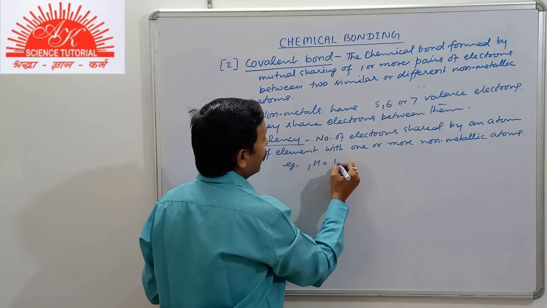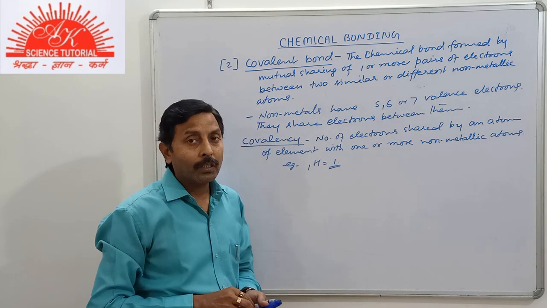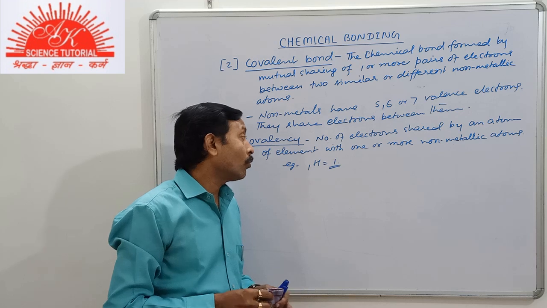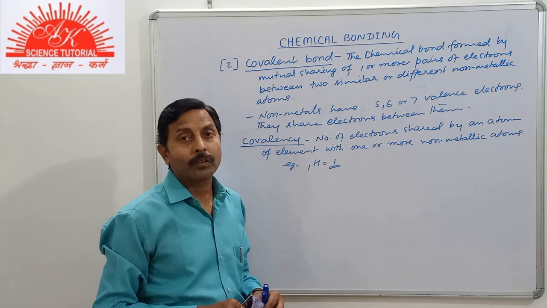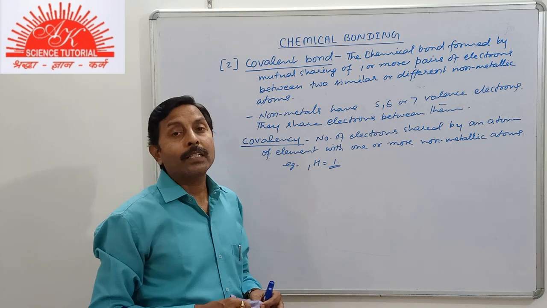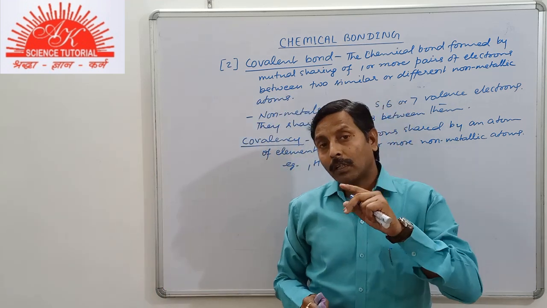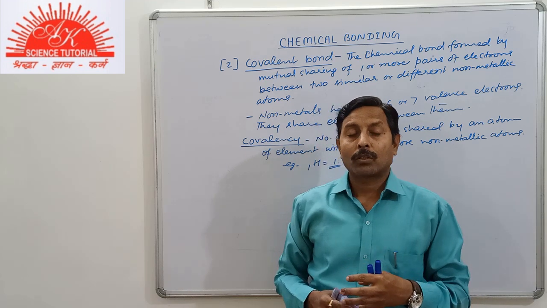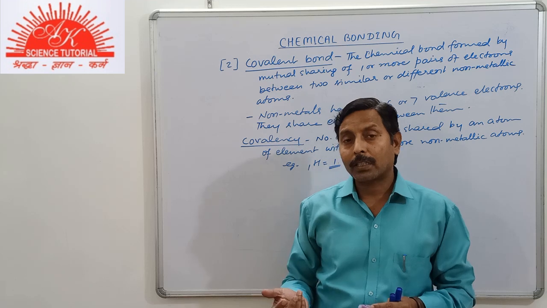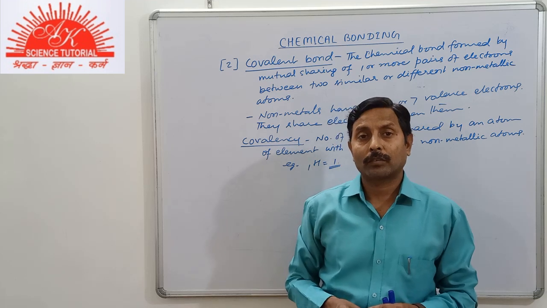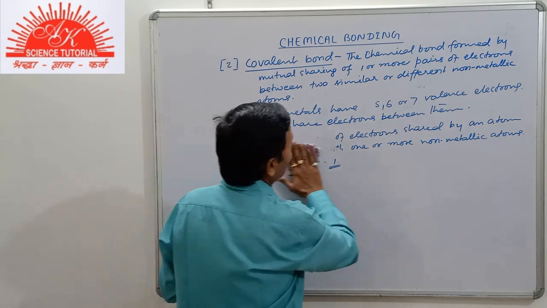Like suppose we have hydrogen, atomic number 1, configuration 1. It requires one electron to become stable. So it will share one electron, hence its covalency is 1. Chlorine has 7 valence electrons. It will require one more electron. So it will have to share just one electron with another atom. Its covalency is 1. Similarly, we will study later on in detail.